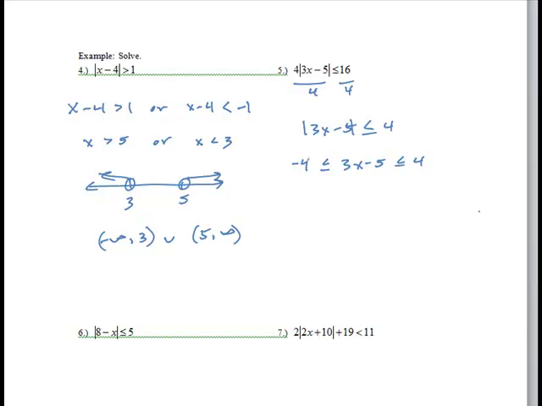Solve it, getting the variable by itself in the middle, so add 5 to the left, to the middle, and the right, and divide everything by 3. Graph it, and write the answer in interval notation.